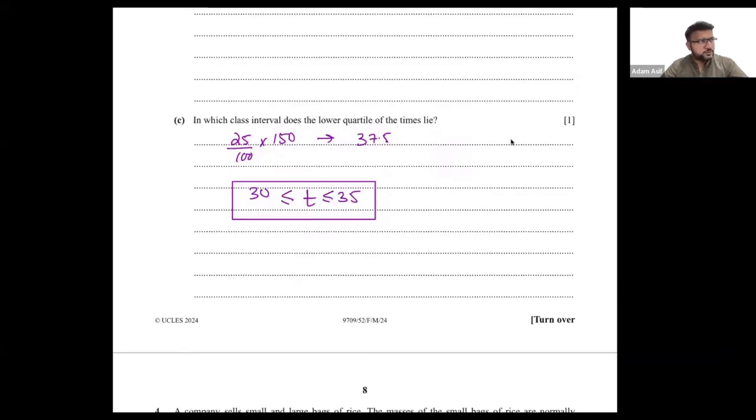Lower quartile is always at 25th percentile, median is at 50th percentile, and upper quartile is at 75th percentile.